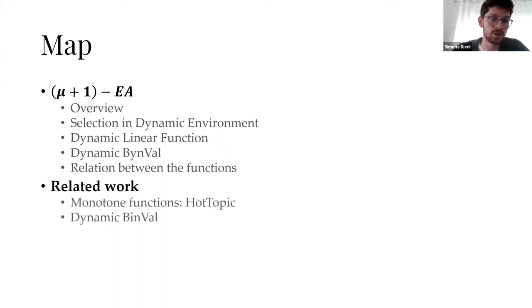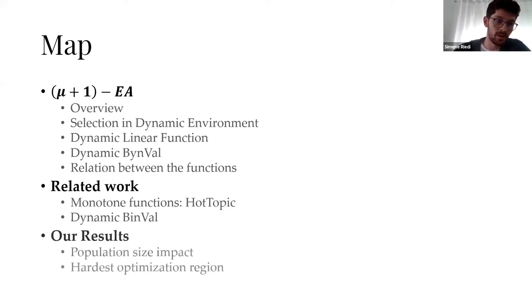Then I move on to some of the related work, such as the work on monotone functions, more specifically on the hot topic class, and on the more recent work on dynamic BinVal function. Finally, I'll go over our results, which is on how the population size impacts the mu+1 EA on the BinVal function and how the hardest optimization region is not close to the optimum for the 2+1 EA.